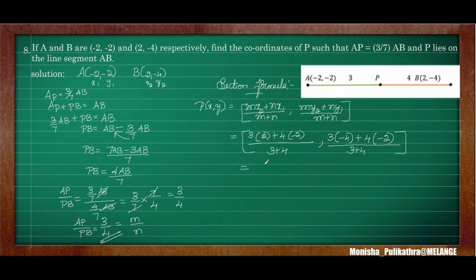So 3 2s are 6, plus into minus, minus 4 2s are 8. So 3 plus 4 is 7. Here 3 4s are 12, minus is there, so minus 12, plus into minus, minus 4 2s are 8, divided by 7.